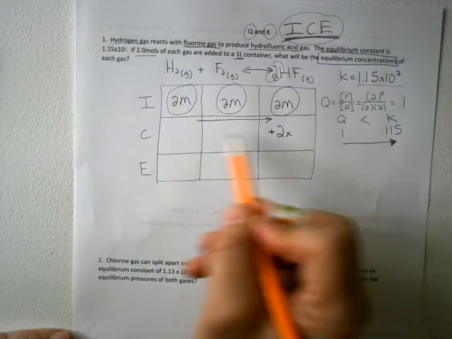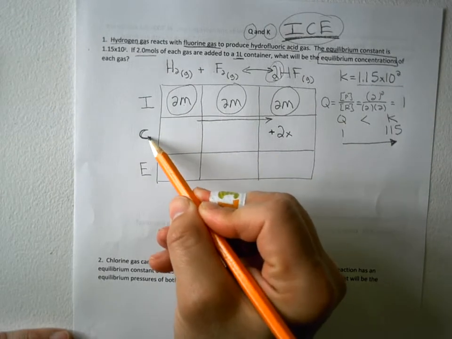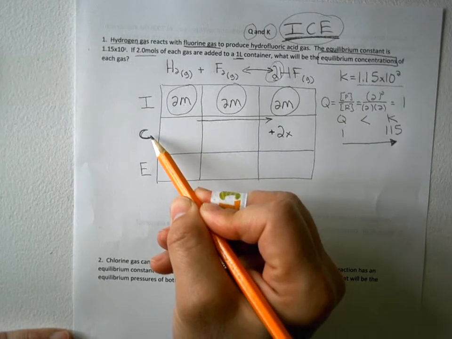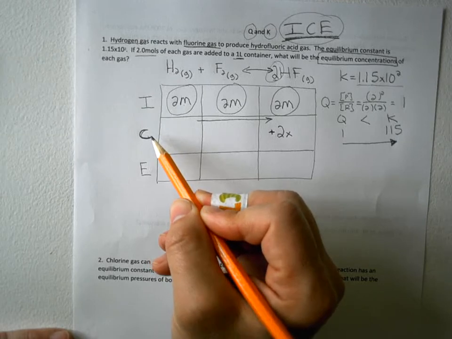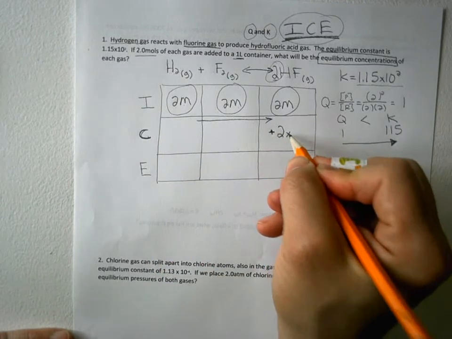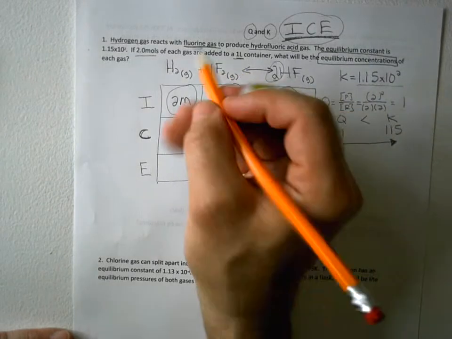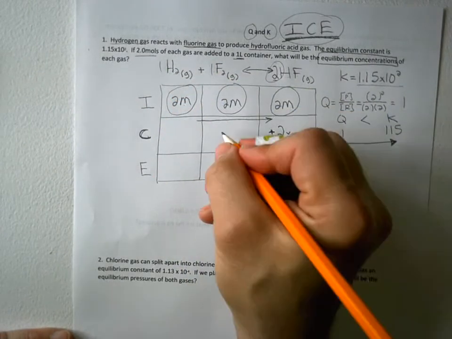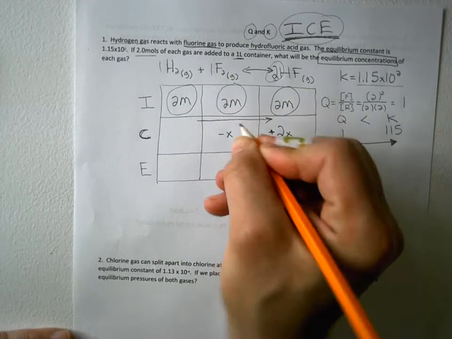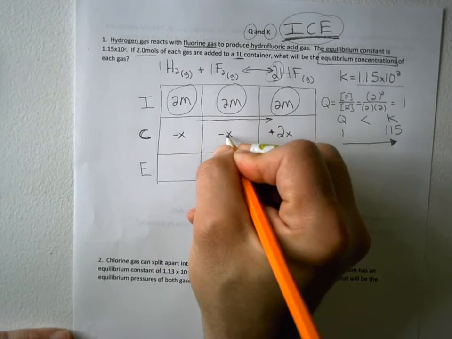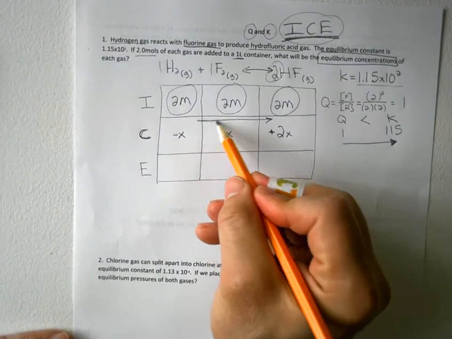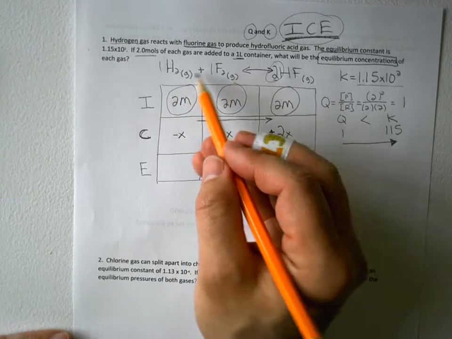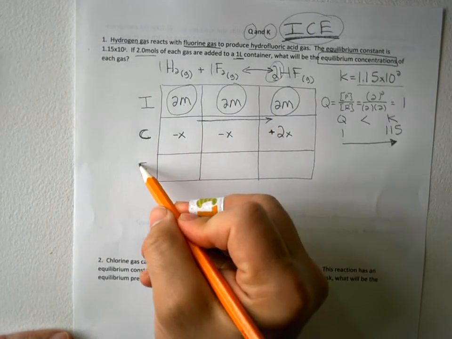And in this column, this is the C column, this is the change again. So this is the change in concentration. So this is gonna go up by a factor of 2x. Now since we have 1 mole of H2 and 1 mole of F2, these are gonna both go down by a factor of x. So these will be minus x each. Because when we're shifting to the right, reactants would be going down.